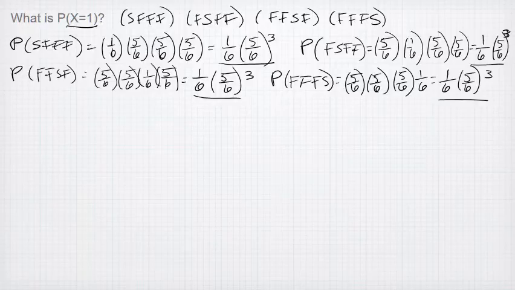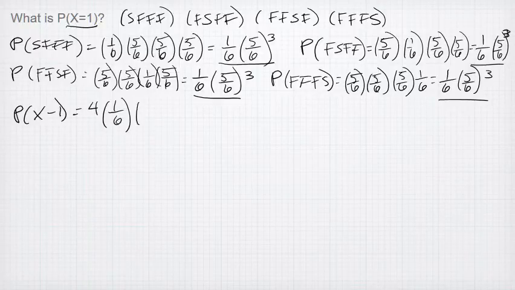So an easier way for me to write this is the probability of 1 minus x is essentially, let's see, there were 4 possibilities of arrangements, so 4 times the probability of each one. That was 1/6 times 5/6 to the third. So 4 different arrangements having 1 success and 3 failures. If I do the math, I find out that this is 0.386.